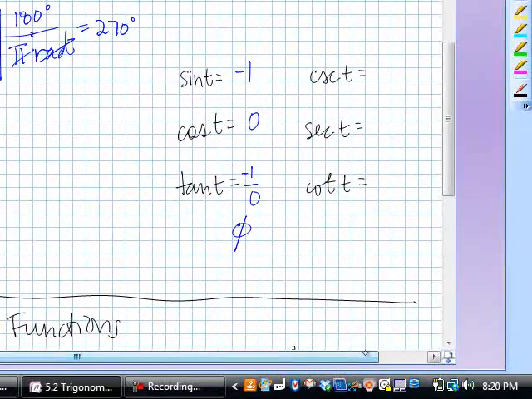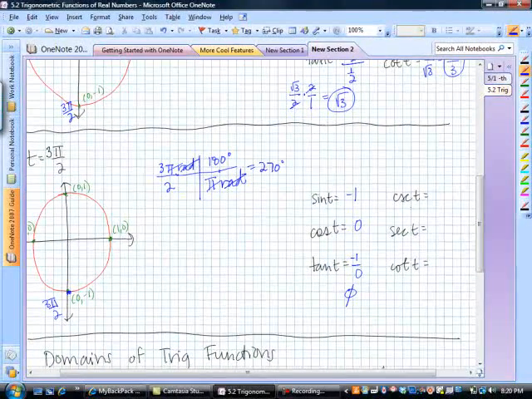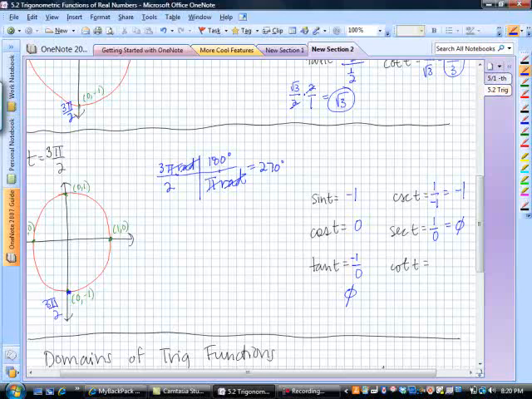Now we move to the reciprocal trig functions. The reciprocal, the cosecant of 3 pi over 2, is going to be the reciprocal of -1, which is 1 over -1, which is -1. The reciprocal of cosine, secant, is going to be 1 over 0, which is undefined. And the reciprocal of tangent, cotangent, is going to be 0 over -1, which is 0.